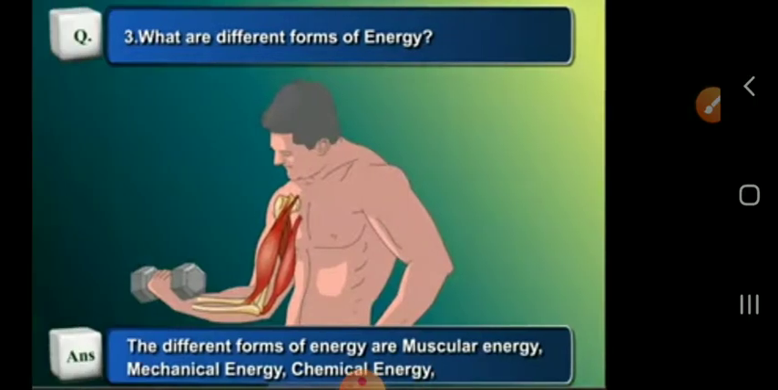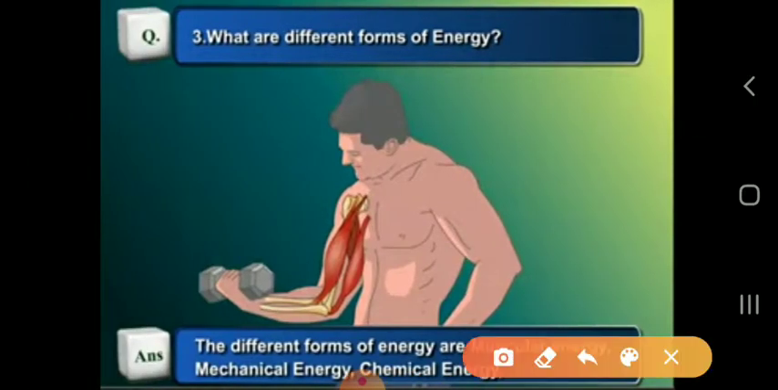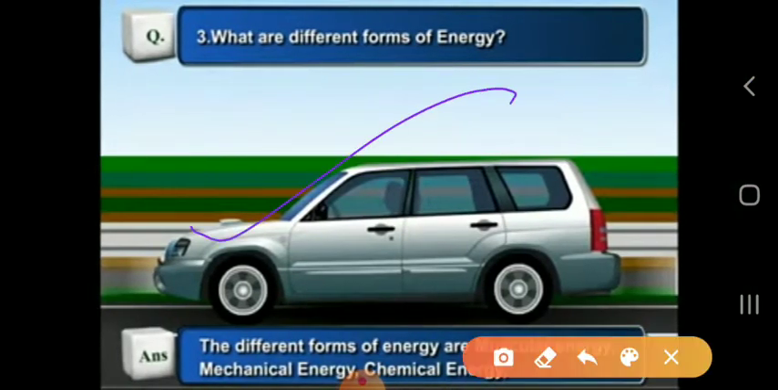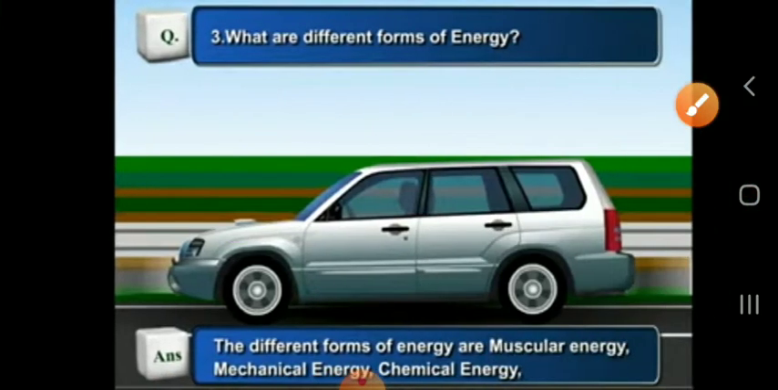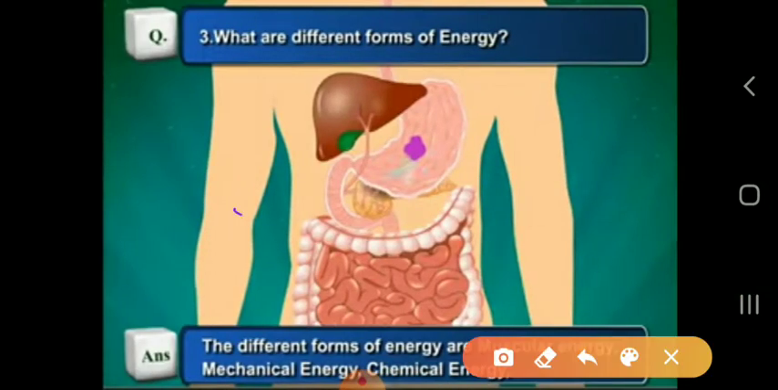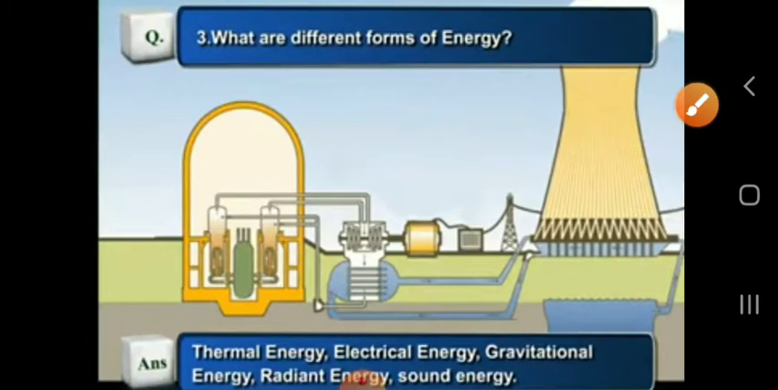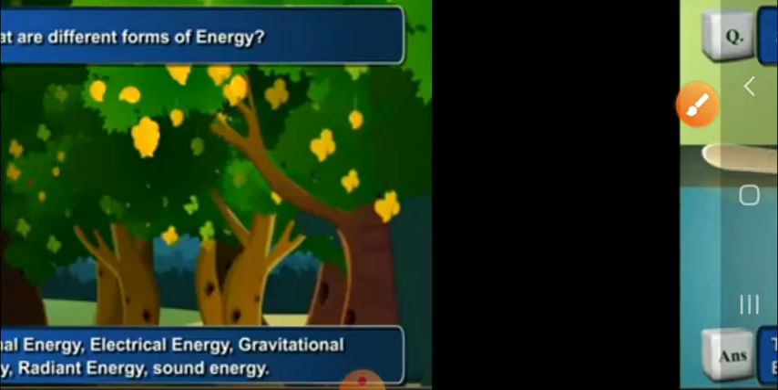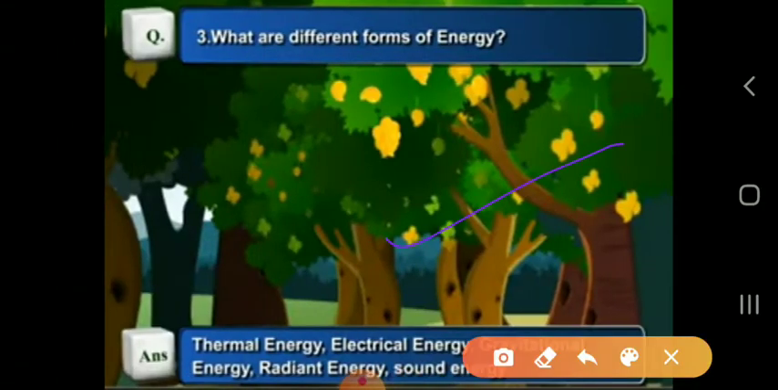Now here you can see the muscular energy. Here you can see the mechanical energy. In this figure you can see the chemical energy, how the food is getting digested. Here you can see the thermal energy. Here you can see the electrical energy. Here you can see the gravitational energy. So in this way we can see that there are different forms of energy.